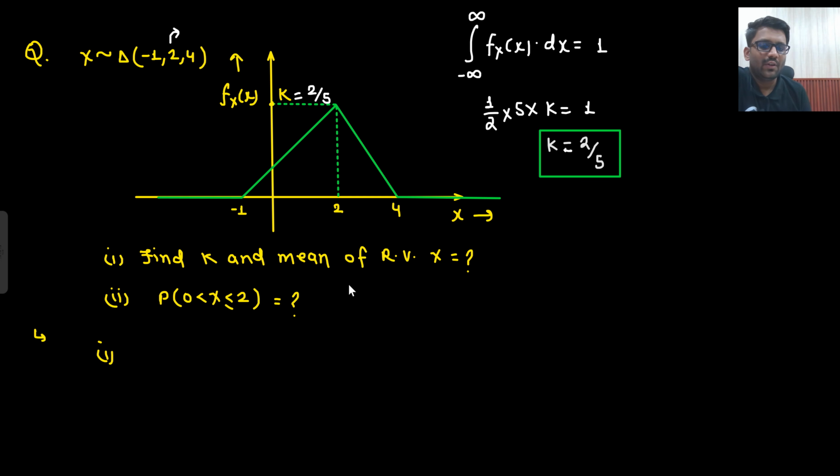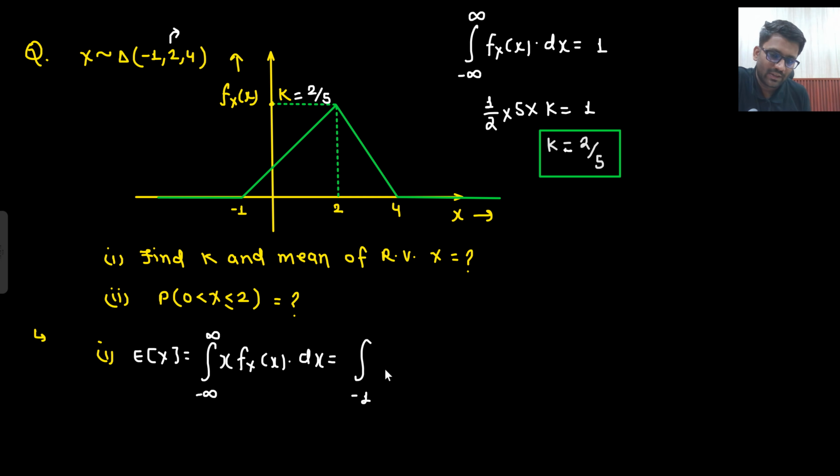Now what you need to find is the mean of the random variable x. So the mean of random variable x would be the integral from minus infinity to infinity of x fX(x) dx. But fX(x) is non-zero between -1 to 4 only. So you can change it in this manner: integral from -1 to 4 of x fX(x) dx. Now let's define fX(x).